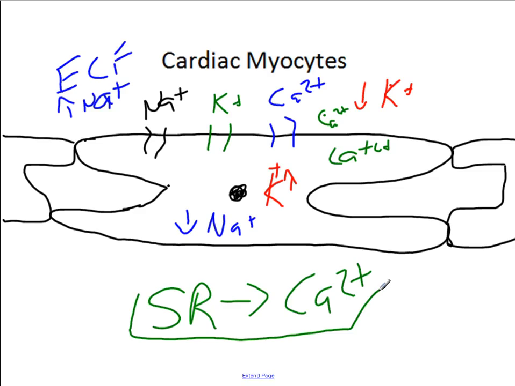So the importance of calcium here is that when we have an influx of calcium, that's kind of the stimulus for the SR to unload its stored calcium to diffuse down into the sarcomere so we can undergo the contractile processes. All right, that's the importance of the influx of calcium here within a cardiac muscle cell.